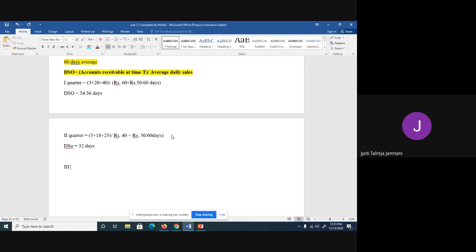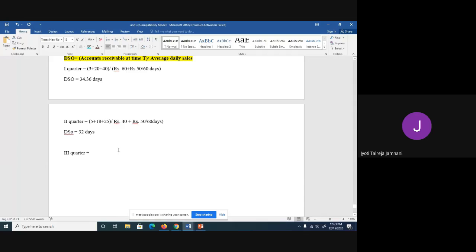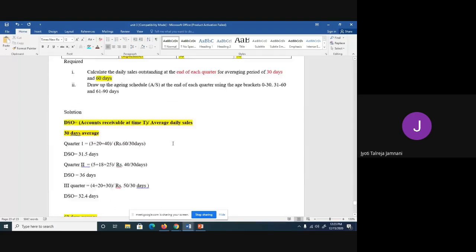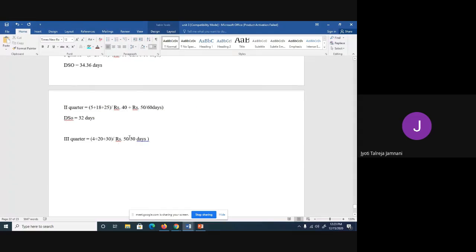Next is the third quarter. The receivables are 4 plus 20 plus 30, and now we will again take 2 months sales. So we'll take 50 plus 50, rupees 50 plus rupees 50 divided by 60 days average. So your third quarter days sales outstanding will be equal to 32.4 days.